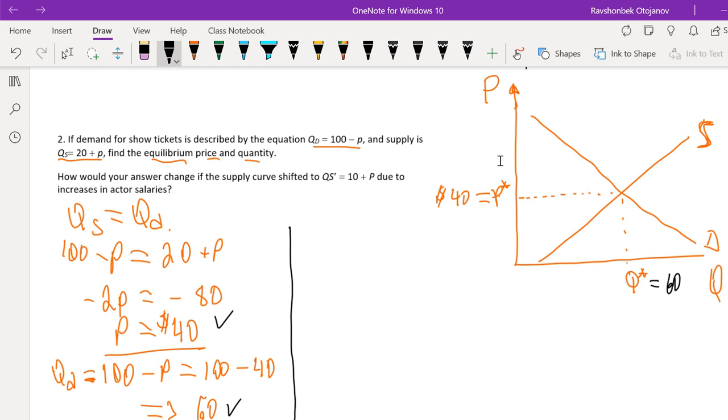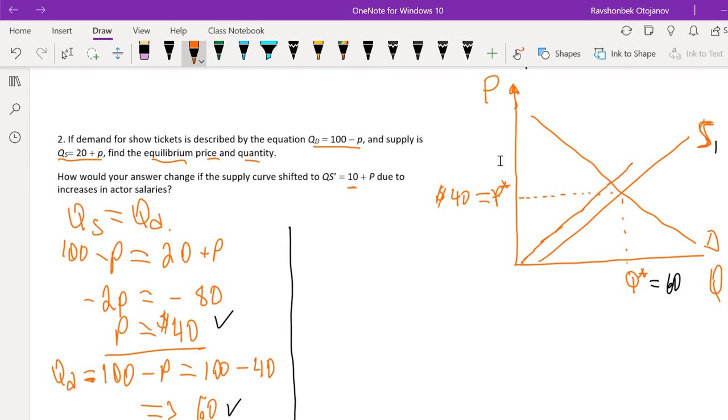Next: how would your answer change if the supply curve shifted to QS equals 10 plus P due to an increase in actor salaries? Okay, so this is supply 1 then. Because actors' wages increase, this would be a higher cost of production. That usually has a leftward shift effect on supply, so it shifts the supply to the left. Let me do this properly then, because it has a positive intercept. It's somewhere here.